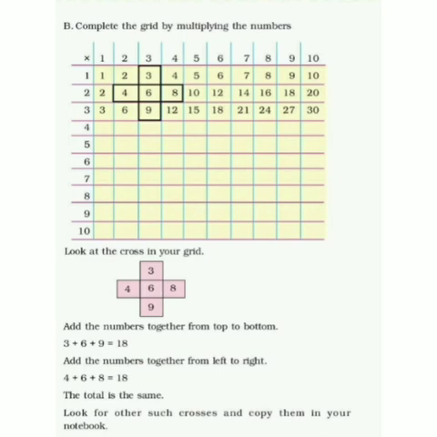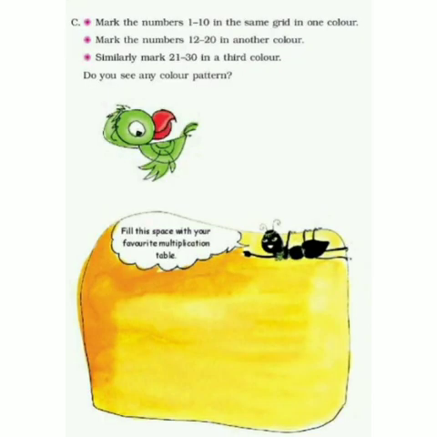Next, look at the cross in your grid. Now one cross is given. Add the numbers together from top to bottom. That is 3 plus 6 plus 9, you are getting 18. Again from left to right, 4 plus 6 plus 8, you are getting 18. So the total is the same. Now you have to make some crosses and check them. Okay?